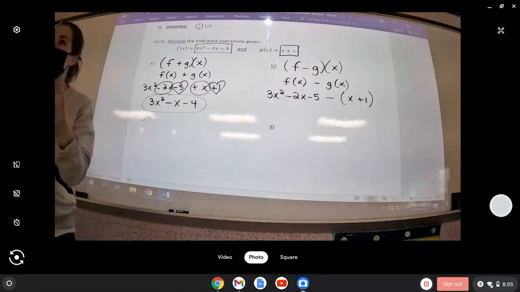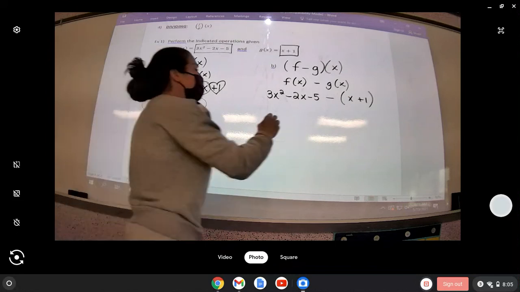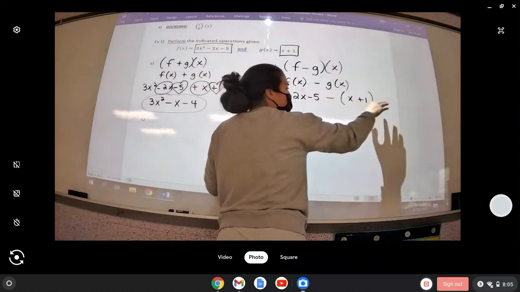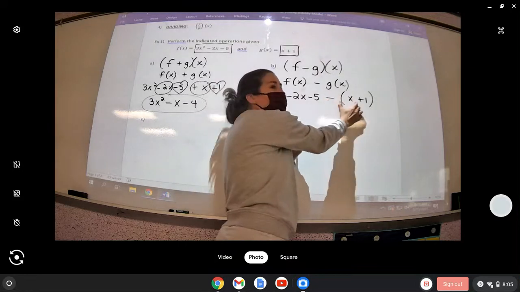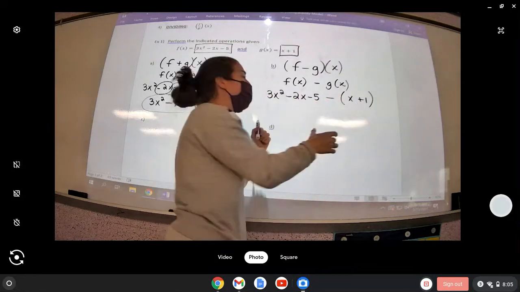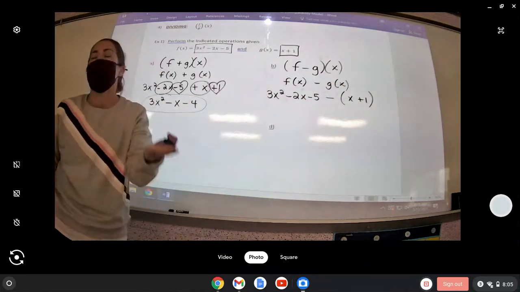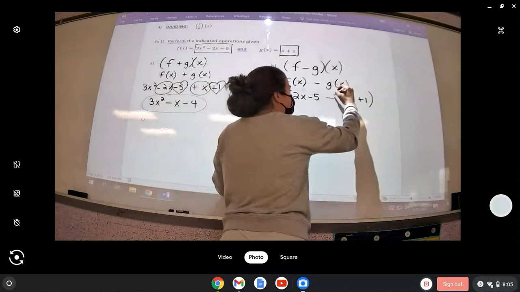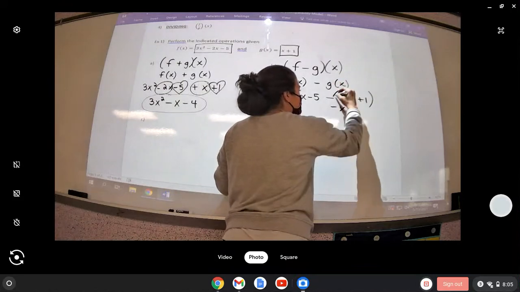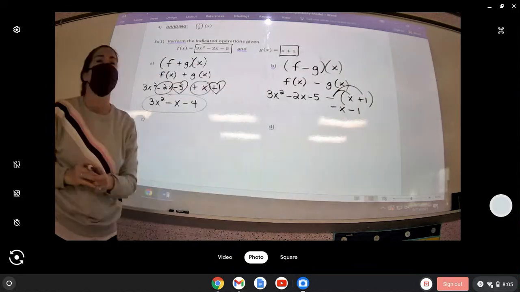So there's going to be a negative sign that you're going to have to distribute along with this subtraction. Because if I just put minus x plus 1 with no parentheses, then technically all I'm minusing is the first term of g of x. But I want to make sure that I subtract all of g of x. So now we have to distribute our negative, and then we can combine like terms. So let's just do this. That's going to be minus x, and then minus 1. And now we can go ahead and combine like terms.